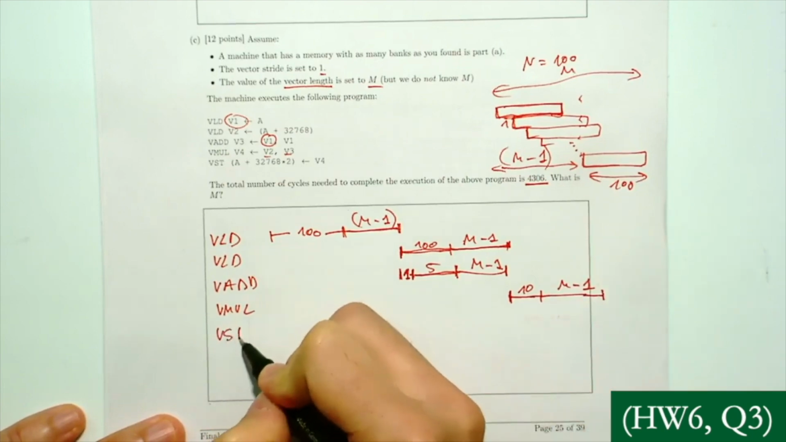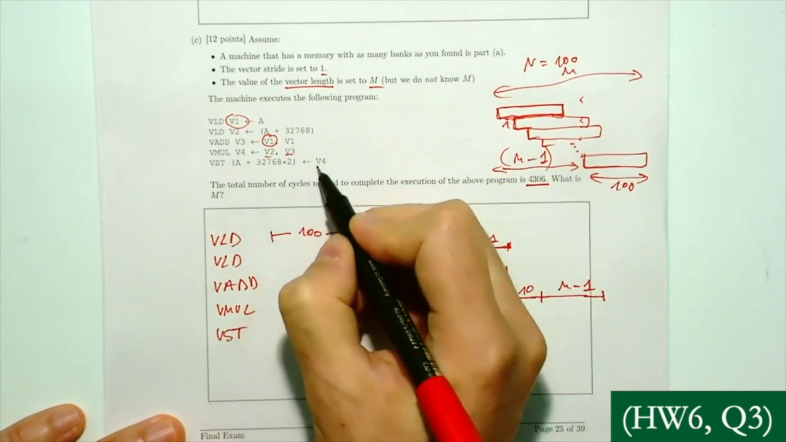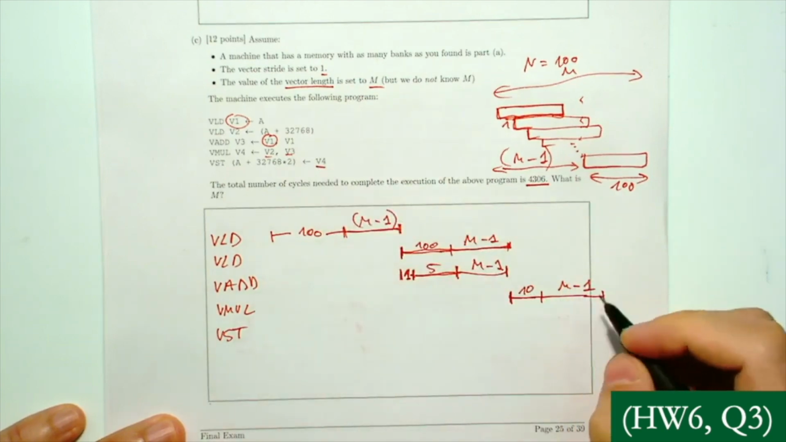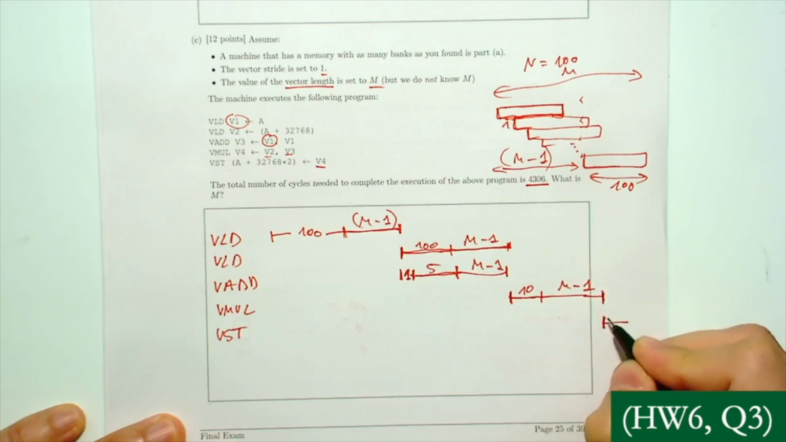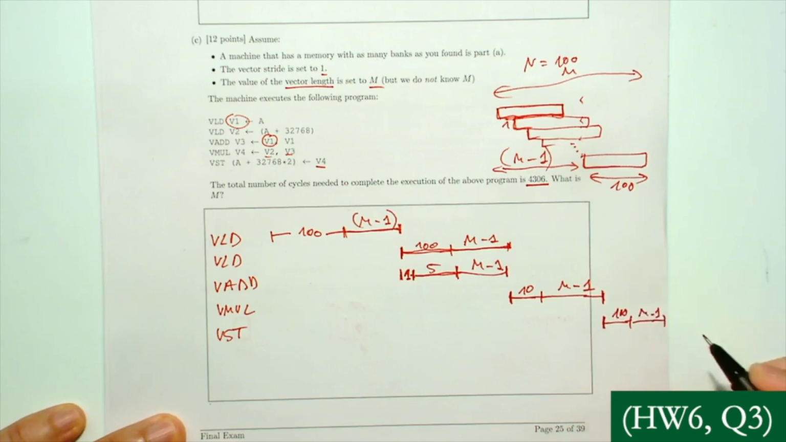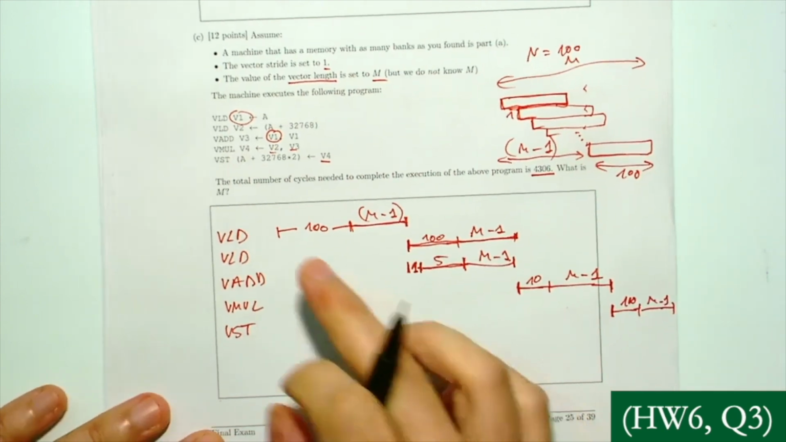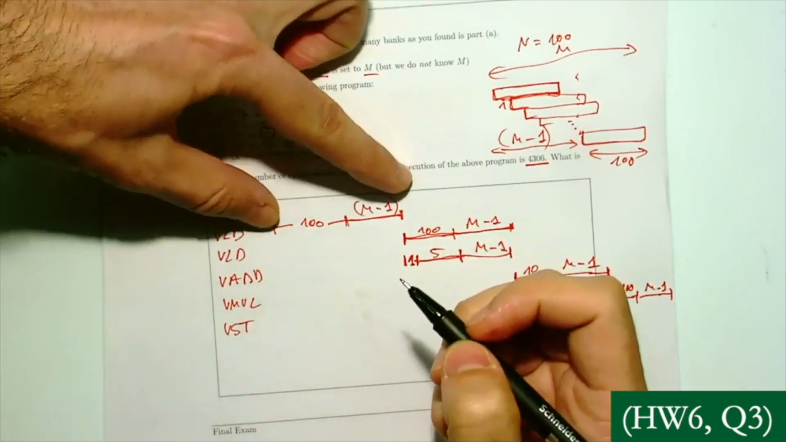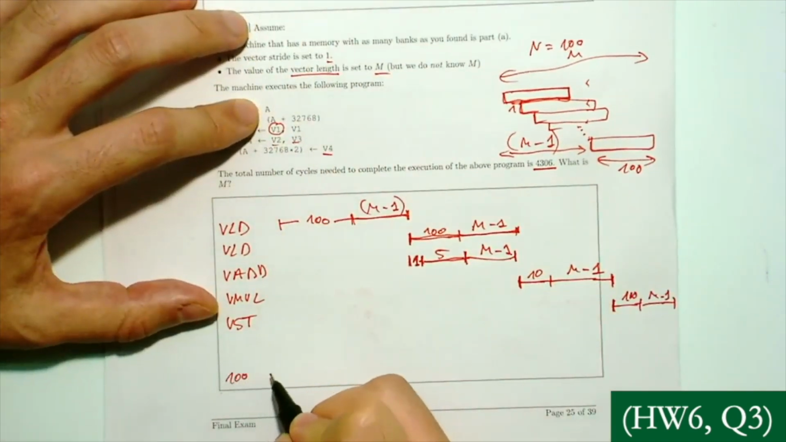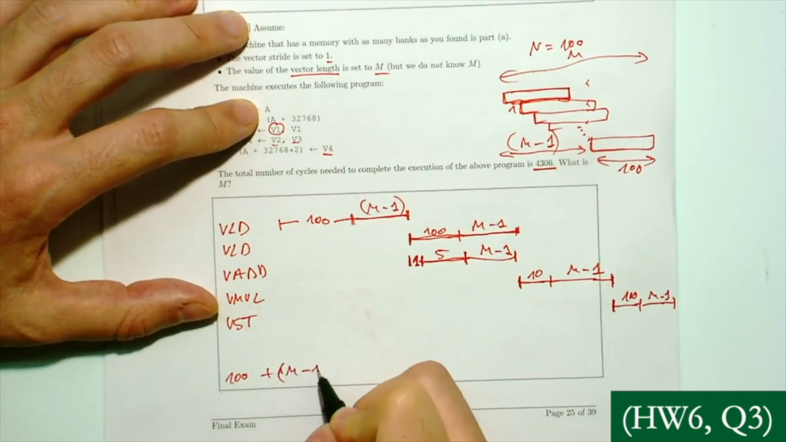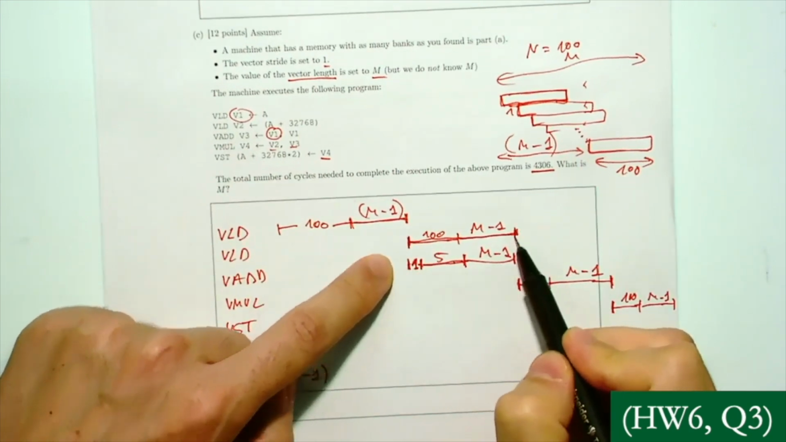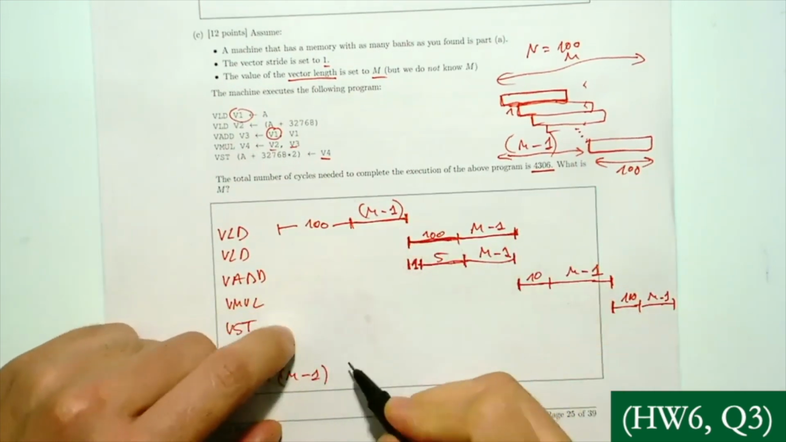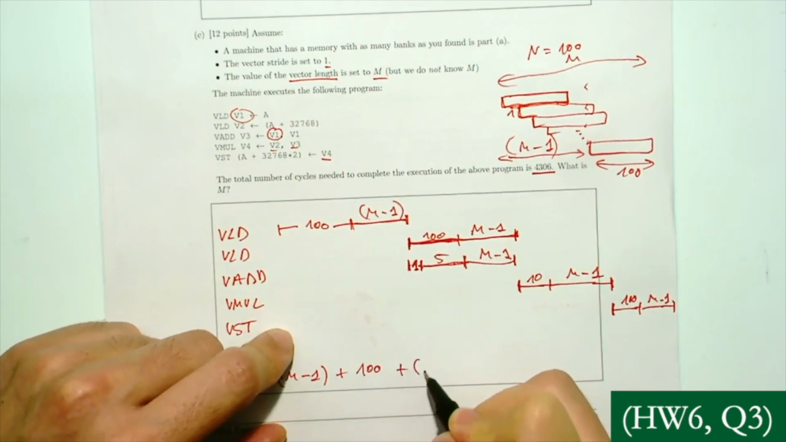And the last is the store. That depends on B4, so we can start after the multiplication. And the store is 100 cycles plus n minus 1. So to know the latency, we have the latency of this part, so it's 100 plus n minus 1. This latency is hidden because this is larger, so we have plus 100 plus n minus 1.